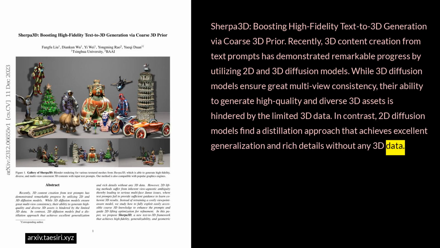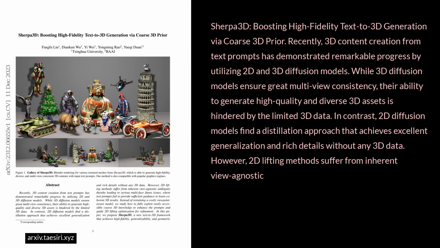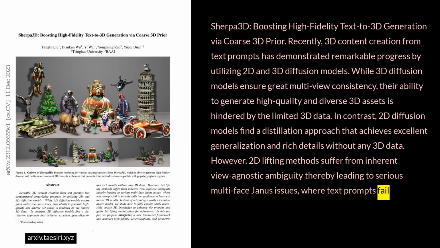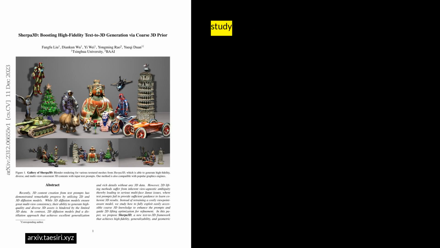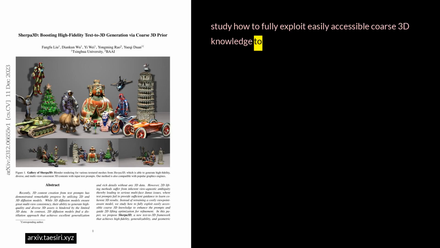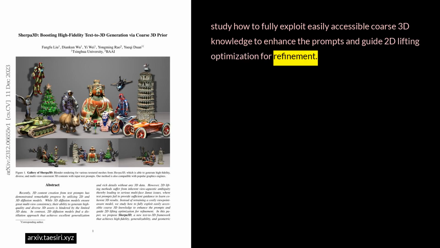without any 3D data. However, 2D lifting methods suffer from inherent view-agnostic ambiguity, thereby leading to serious multiface Janus issues, where text prompts fail to provide sufficient guidance to learn coherent 3D results. Instead of retraining a costly viewpoint-aware model, we study how to fully exploit easily accessible Coarse 3D knowledge to enhance the prompts and guide 2D lifting optimization for refinement.